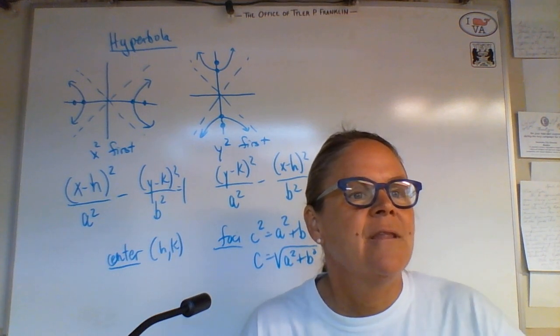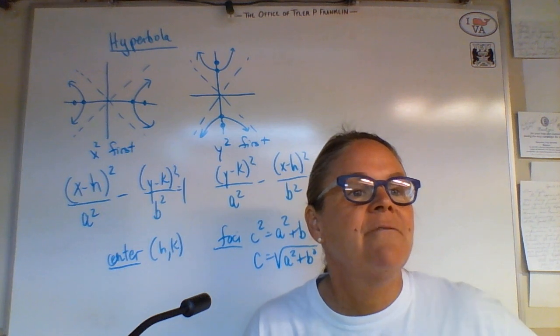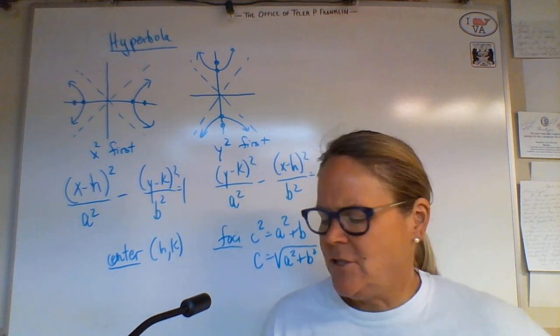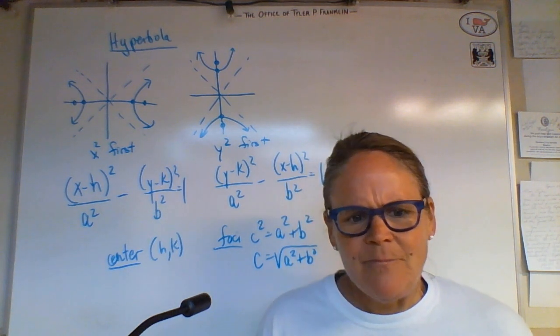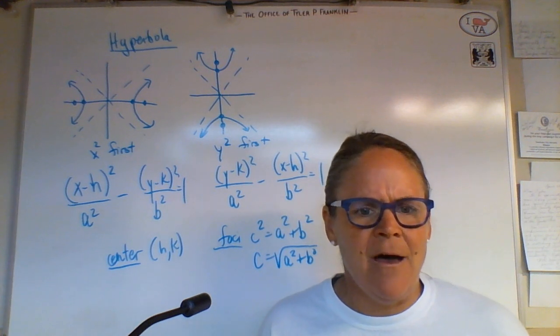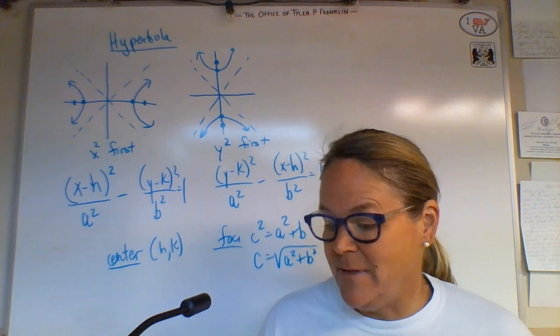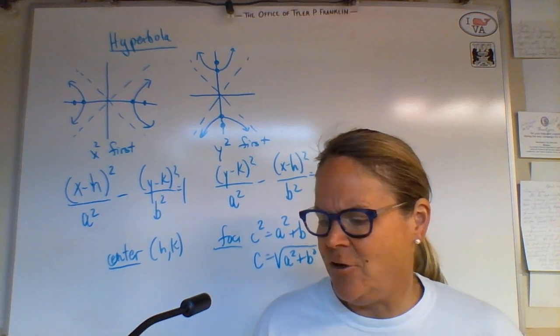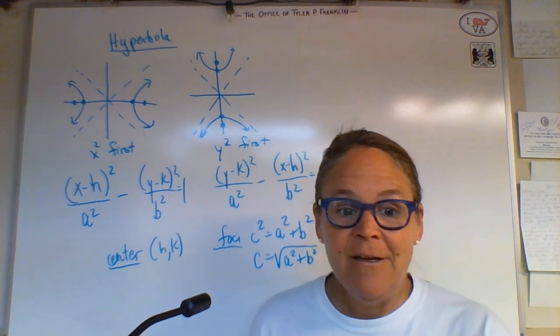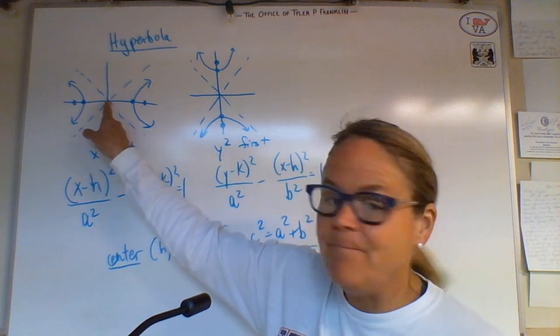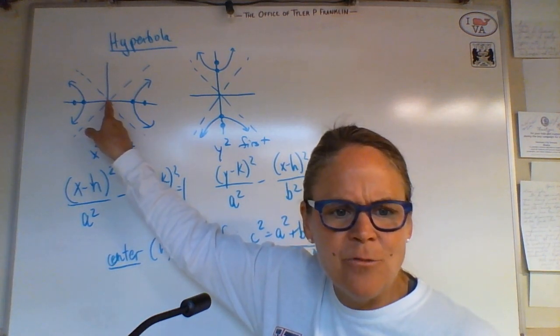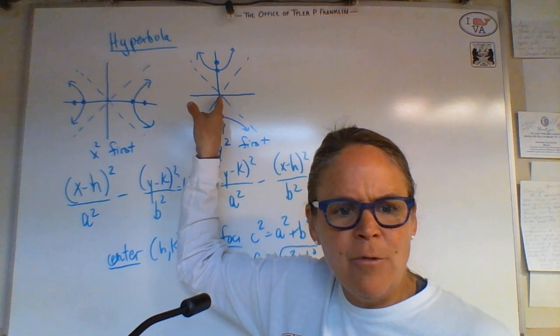Okay? Okay, so the thing with a hyperbola, it has all these parts. So you'll see in your notes, it has a center. So the center is actually where your asymptotes go through.